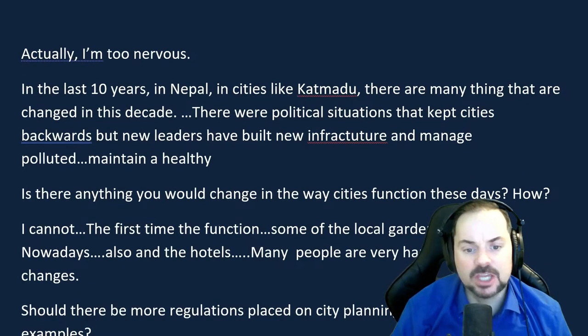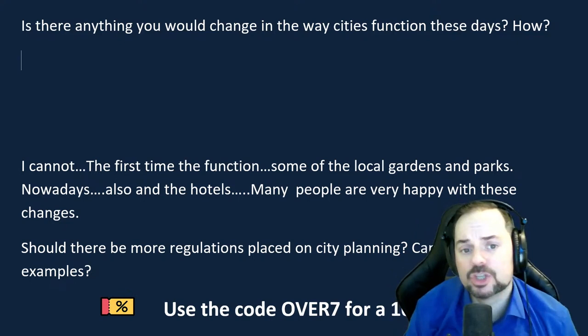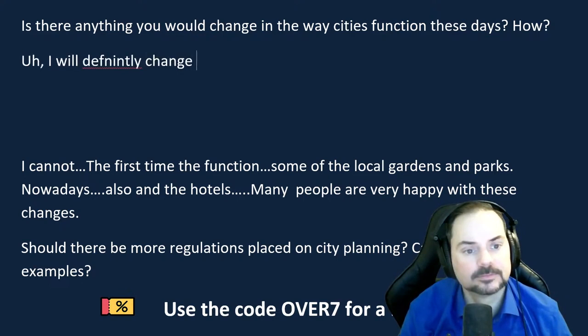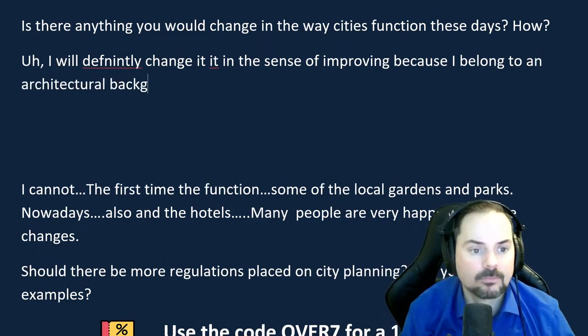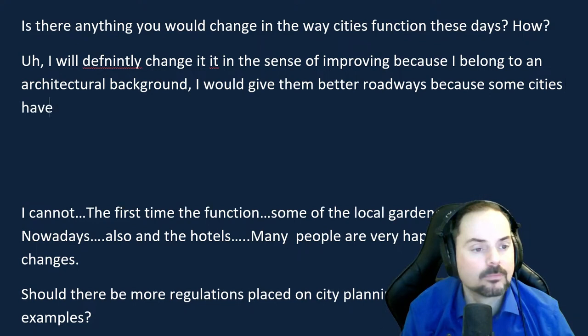Is there anything you would change in the way that cities function these days? And if yes, how? Hello. Yes, I'm here. Is there anything you would change in the ways cities function these days? And if yes, how? I will definitely change it in the sense of improving, because I belong to an architectural background. So I love to give them a better transport system. I can say better roadways, because some of the cities don't have good quality of road, or they are lacking in transport, and there is lots of traffic. So I will do some urban planning for them.